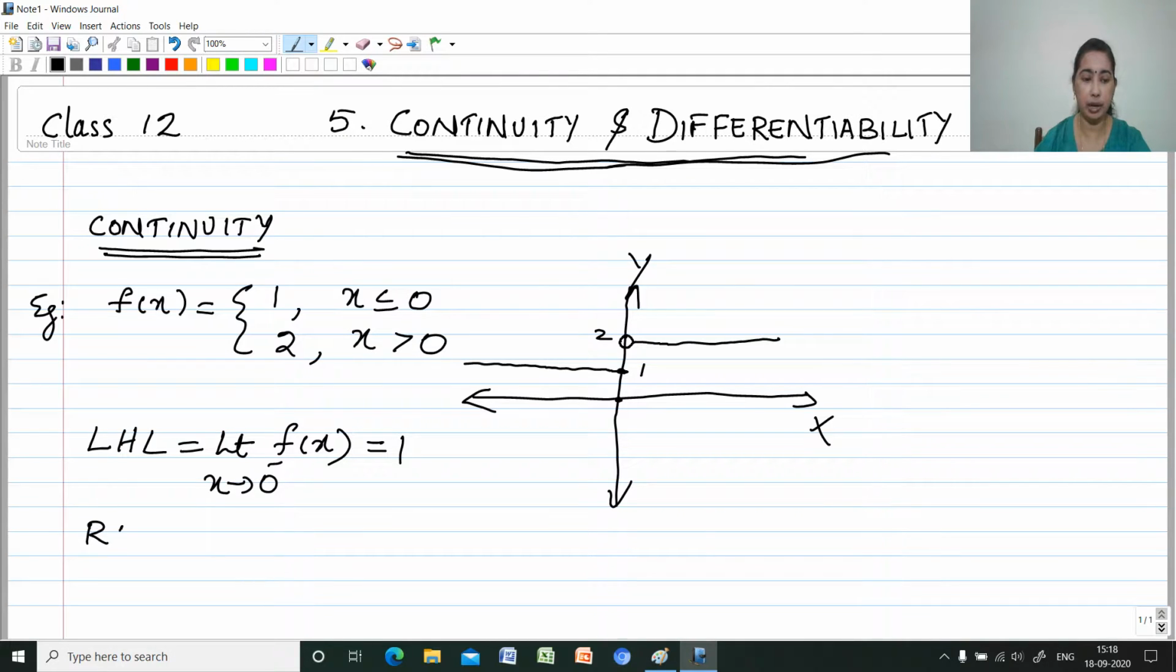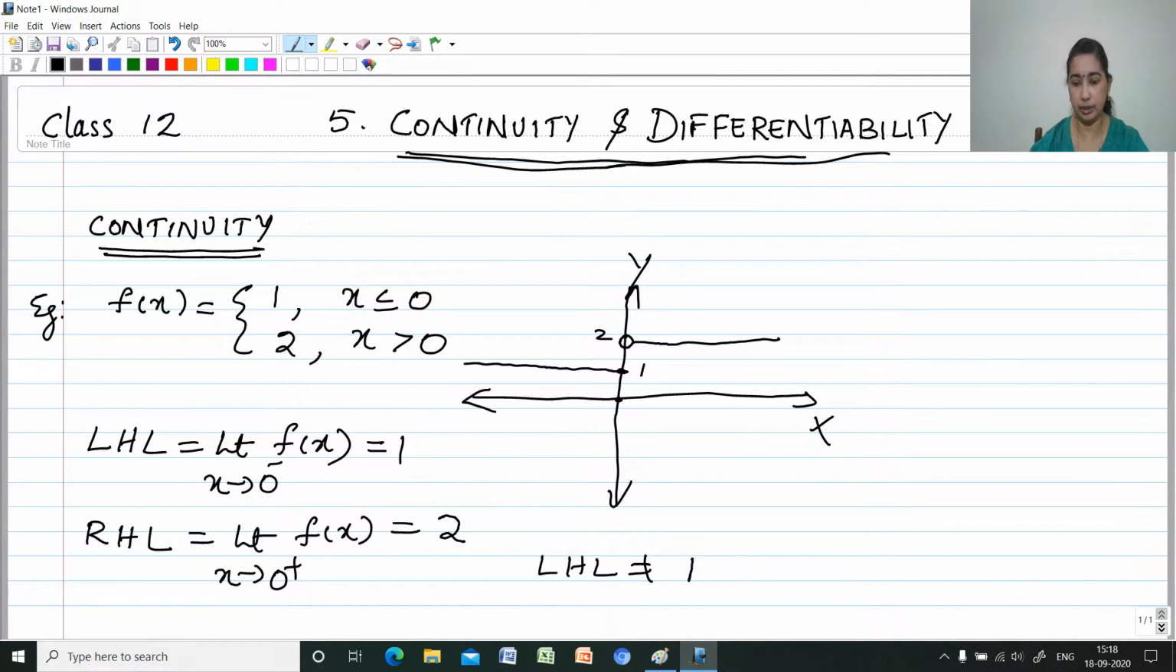And what about the right hand limit? That is limit x tends to 0 plus f of x. It is tending to 0 from the right side. So at that time the value of the function f of x is 2 when x is greater than 0. So we can see here LHL is not equal to RHL.